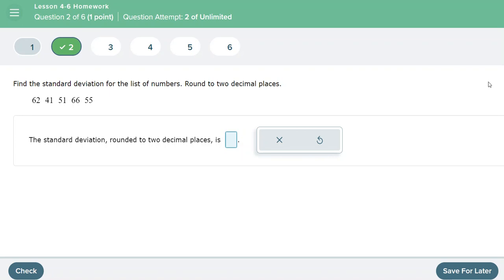All right, this here is an ALEKS question on standard deviation. They ask us to find the standard deviation for this list of numbers. And I'm just going to real quick show on both Excel sheets and Desmos how to do this.